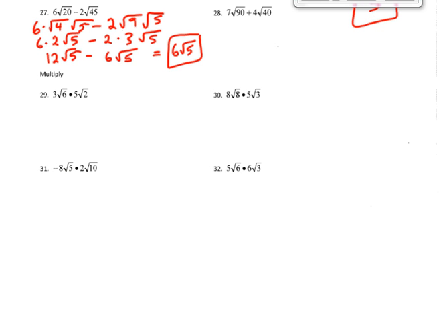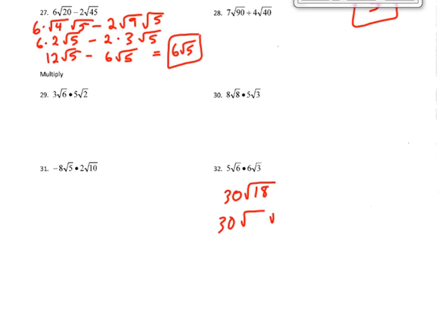And then the last part here, multiplying these radicals. Let's take a look at the last one, 32. Again, this is the idea of outside-inside radicals. So outside the radicals, I have a 5 times 6, which is 30. Inside the radicals, I have 6 times 3, which is 18. Don't stop there. I've got the square root of 18. I want to try to break that down.